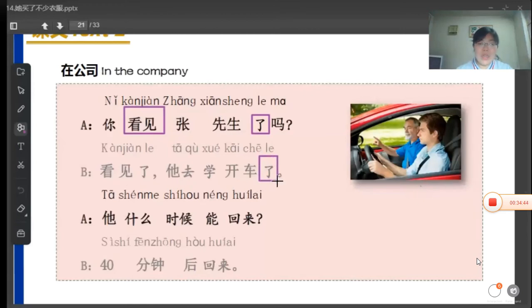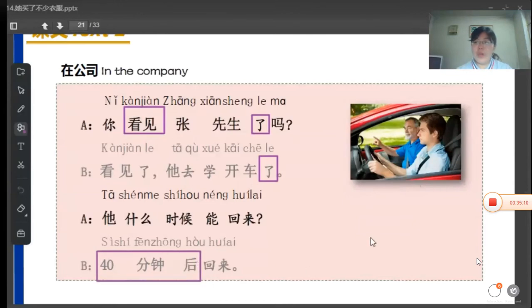他什么时候能回来？When would he come back? 40分钟后回来。40分钟后 means 40 minutes later. 40分钟后回来。Okay, go on.